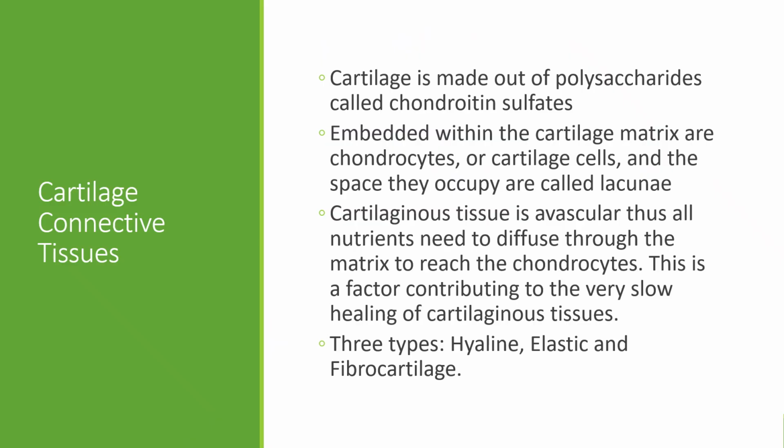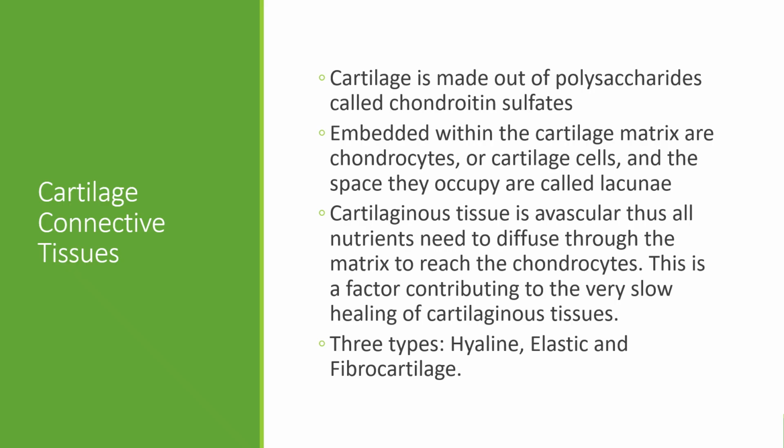All right, still in connective tissues, but another category. This is called cartilage connective tissue. This is going to be made out of polysaccharides called chondroitin sulfates. These are embedded within a matrix, and the cells are called the chondrocytes. The space around them is called a lacunae, and I'll point this out in a slide coming up.